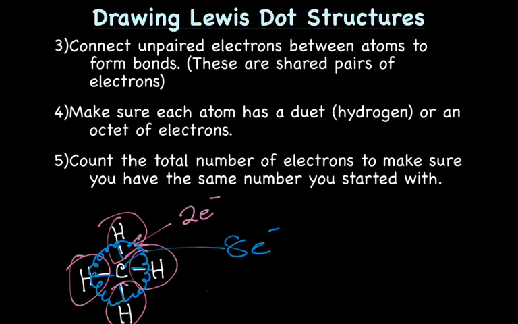And the last step is to count the total number of electrons you have to make sure that you have the same number of electrons you started with. And I've got a complete mess here. But each line represents 2 electrons. We have 4 lines, which means we have a total of 8 electrons, which is how many we started with. So we did it. Okay, so there's a very easy example showing how to draw Lewis dot structures with the general guidelines, and now we'll try some that are more difficult.